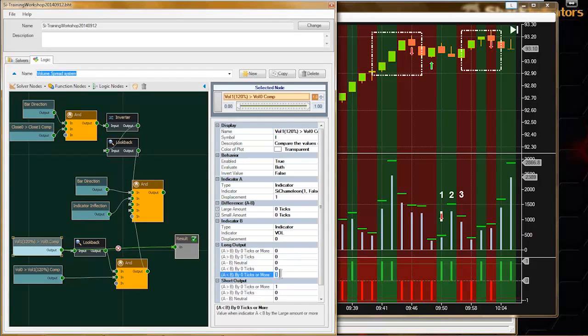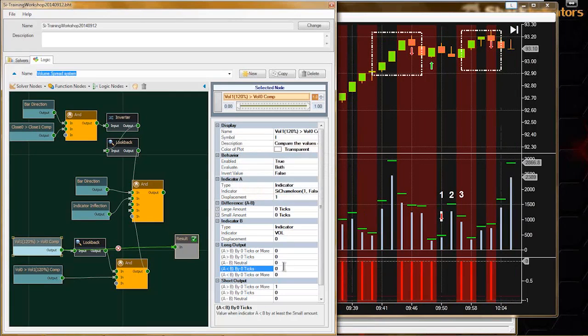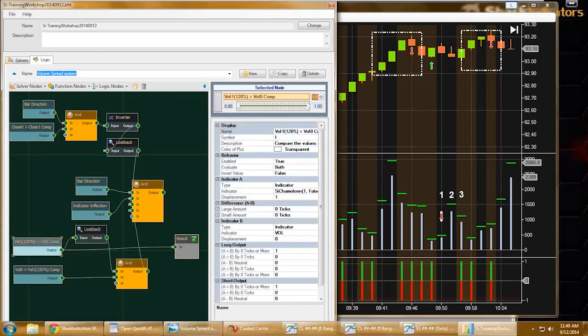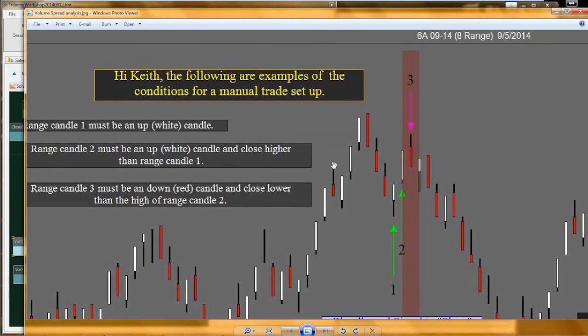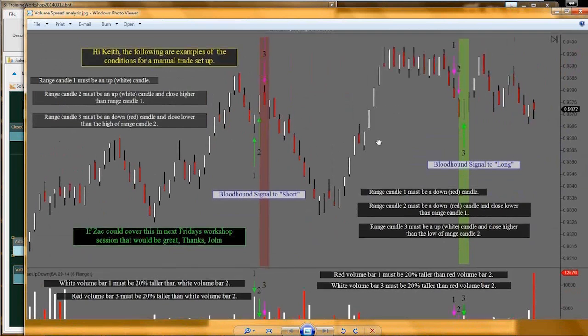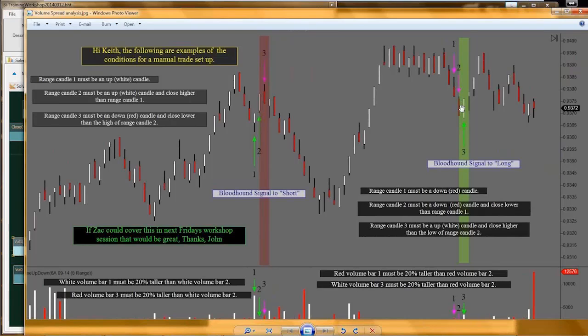Let's see. So our long output is definitely not what we want. So let's see if this output here works. And let's take a look at our rules again here. Let's take a look at our rules for our long signal, right?